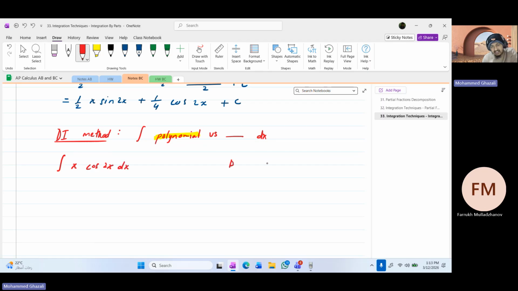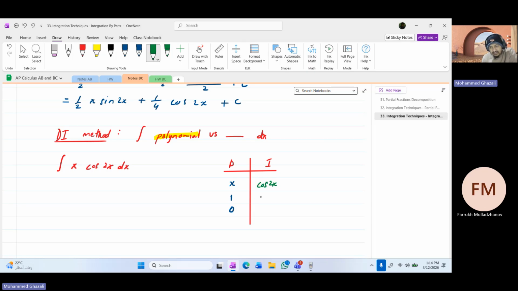So we say differentiate, integrate, and see how easily the answer is solved. What are we going to differentiate? What we're going to differentiate is the u. We chose a u, and u was x. If you differentiate x, you get 1, and if you differentiate 1, you get 0. This is repeated differentiation. Now, what are we integrating? We are integrating cos 2x.